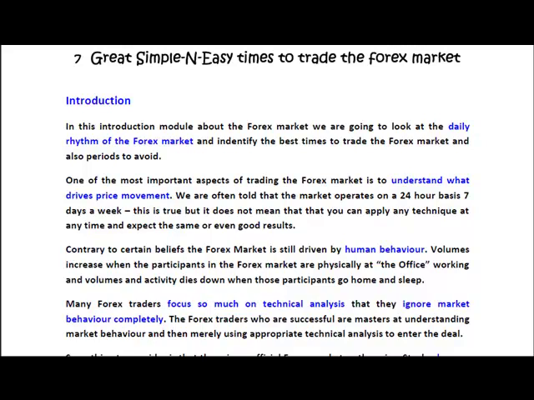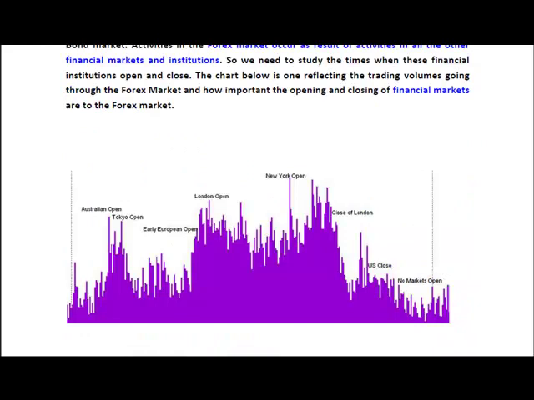In general, a lot of Forex traders we find focus so heavily on technical analysis that they forget that the market is actually driven by human behavior, and that human behavior drives the price behavior in the actual market. Volumes increase when participants physically go to the office, and we'll see later on how volumes increase as the various financial markets open.